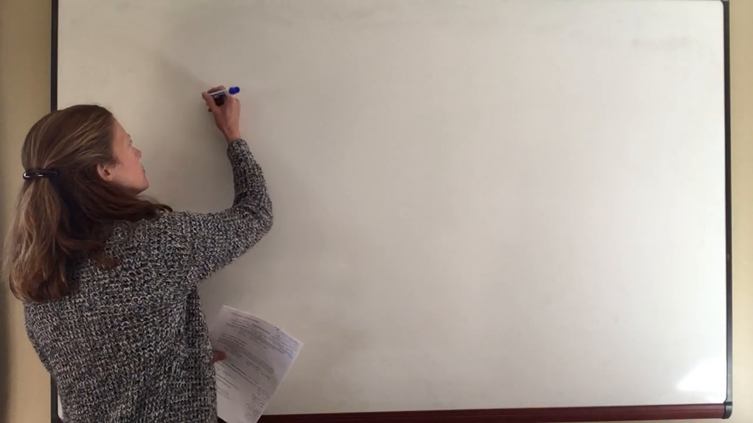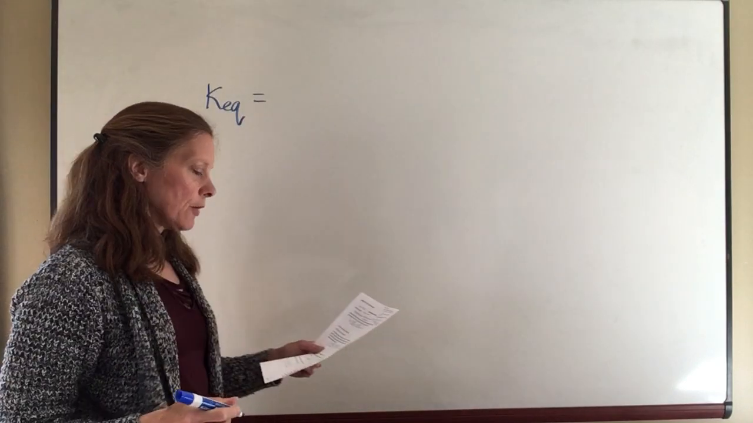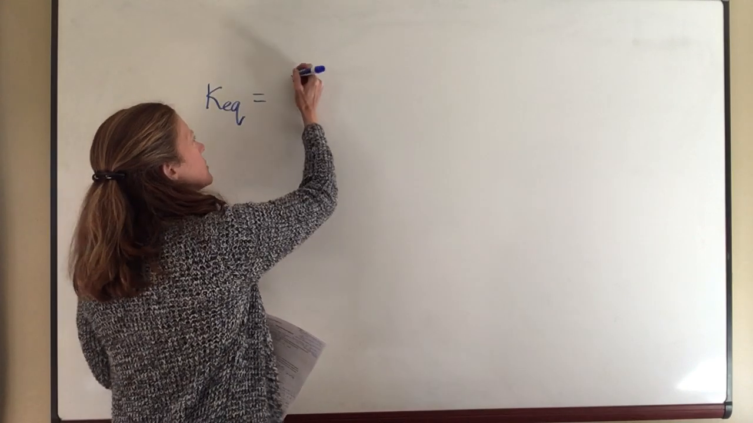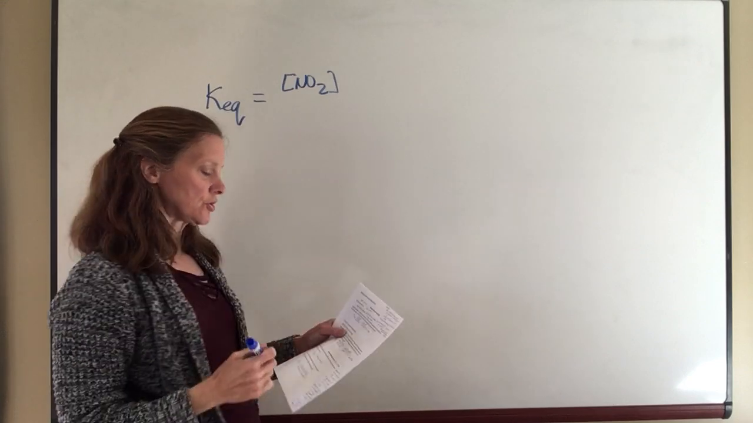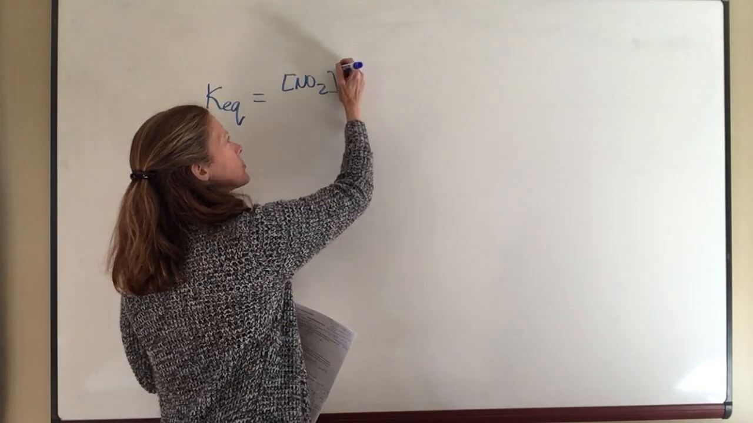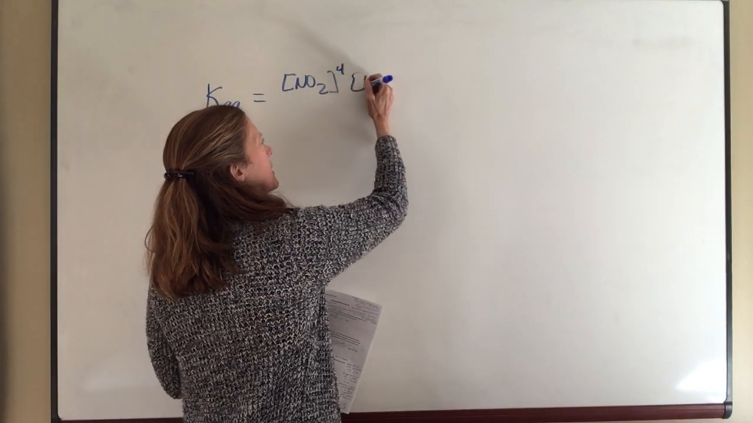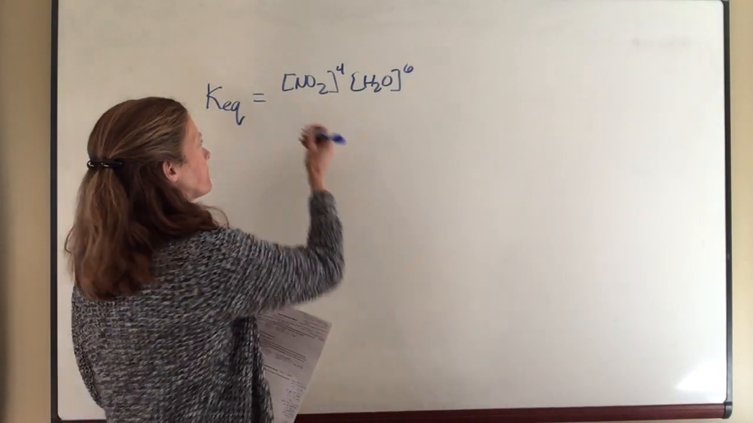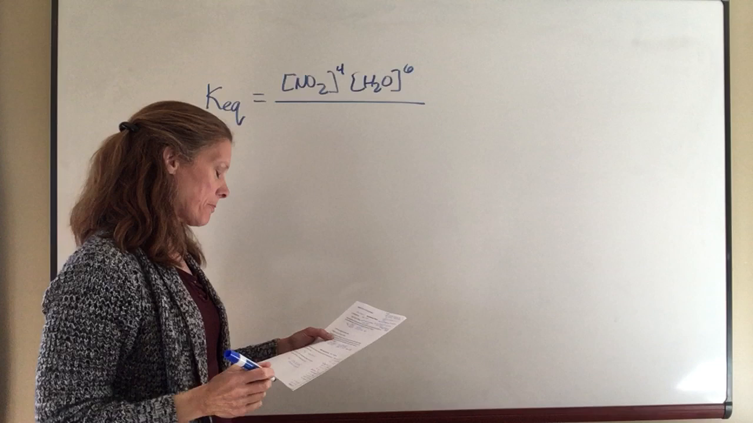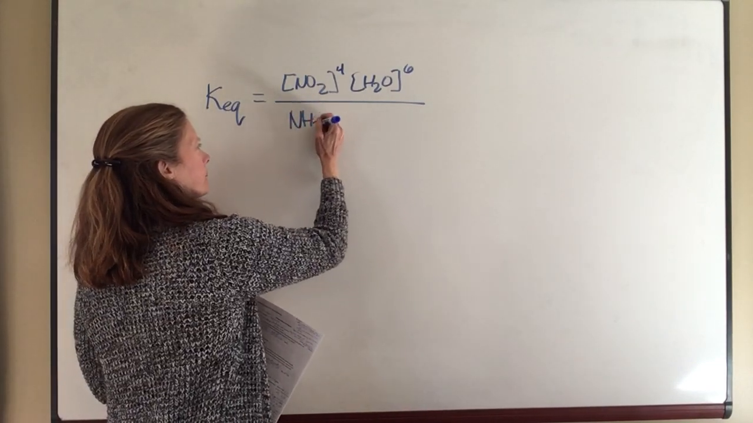Well, once again, I've got to write the overall formula using the balanced equation. So the equilibrium constant, products are going to go on the top. So I'm going to have NO2, and you see a stoichiometric coefficient of 4, so this is going to be raised to the 4th power. Then I have water, H2O. It will be raised to the 6th power. The reactants go on the bottom. You're going to have NH3.